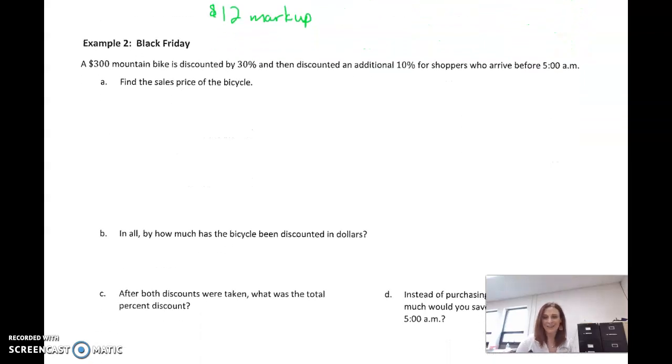All right, so let's look at another example. Black Friday shopping. Yay. A $300 mountain bike is discounted, important to pay attention to those words, by 30%, and then discounted an additional 10%. Okay? Don't add percents together.